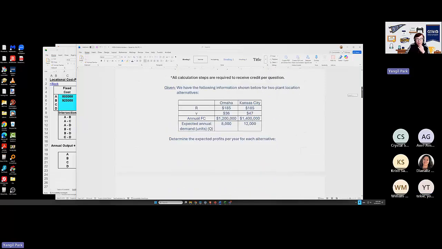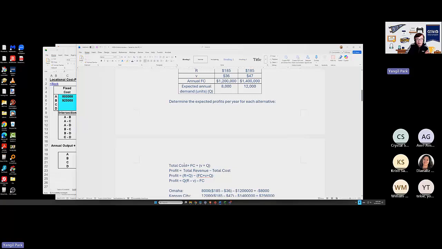We use this formula, total costs, and we manipulate it a little bit here so that we can plug in. But you don't have to manipulate. All you do is just find total revenue minus total costs.